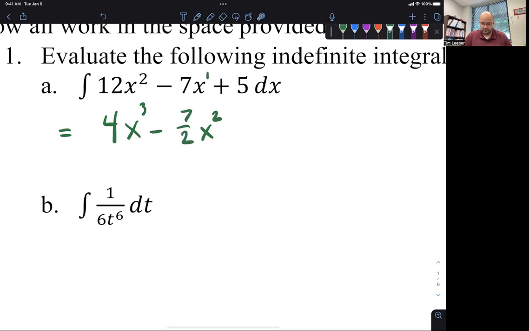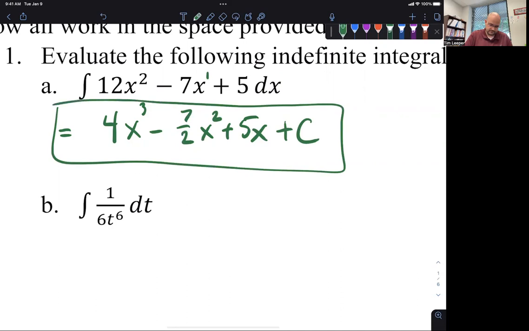And the 5, we need to add on a coefficient, add on a variable, and the variable here is x. And then, of course, we have to have our constant of integration, which is a c. And there you go. That's A.